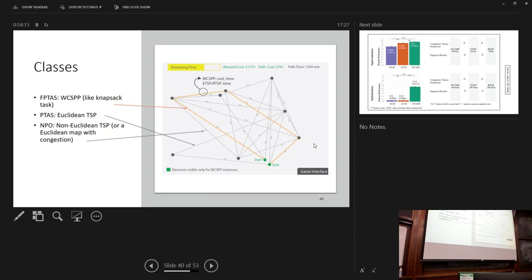The most difficult ones are the non-Euclidean traveling salesperson problems. They are not approximable. The Euclidean traveling salesperson problem is okay, but for every level that you want to reach, you need a different algorithm.